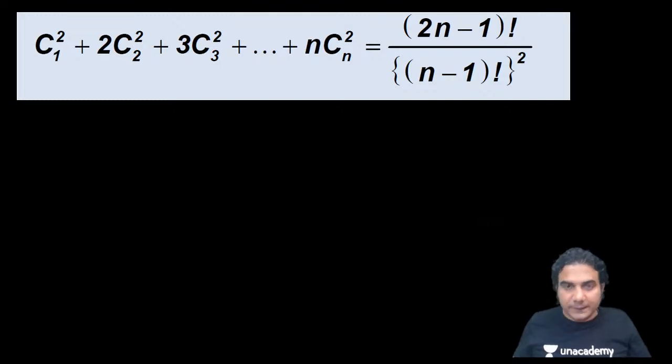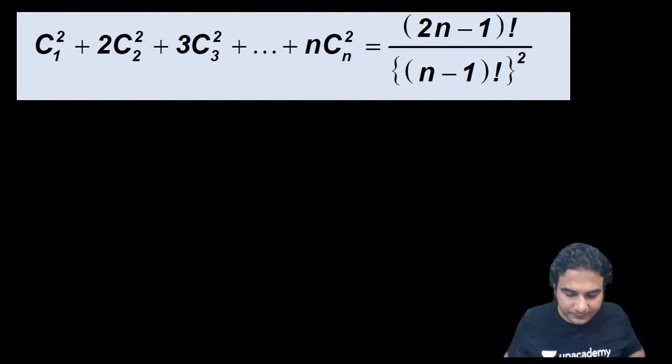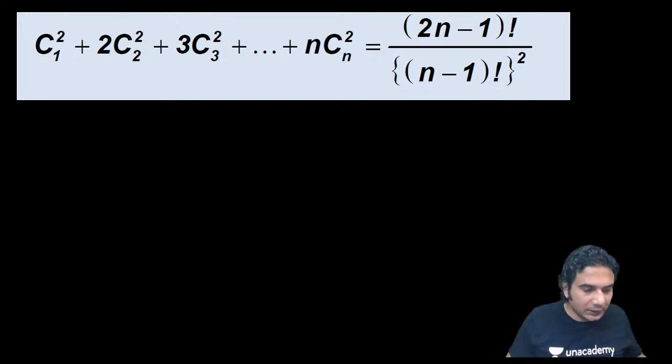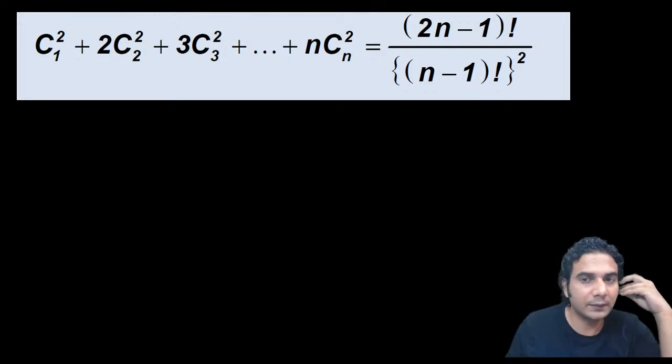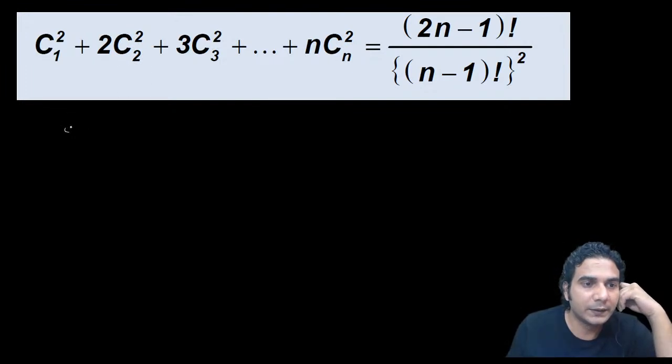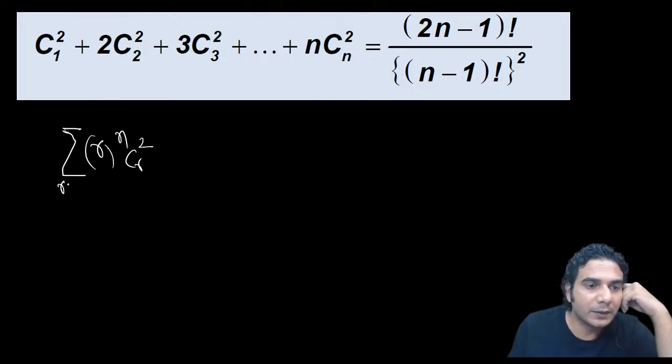All right, so let me do it then. If I write the general term, this is going to be R into NCR square, R starting from 1 to n. So first, what you need to do is remove this R. That is our problem.